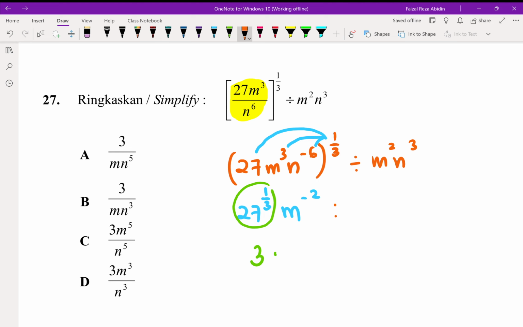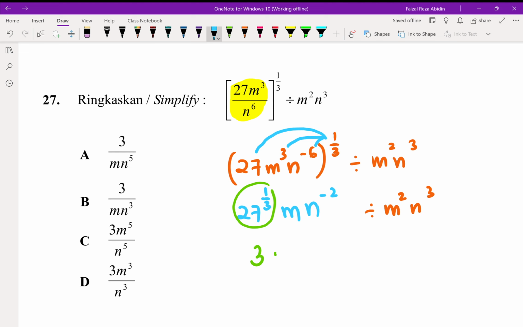Kenapa tak salin balik ni? Sorry. N saya hilang. Ya Allah. Kena makan dah. Sekejap. Tak nak padam. Apa dia? Apa dia kata? Tak ada apa-apa. N negative 2 eh? M tu tak ada negatif. M tu kuasa 1. Dia jadi satu eh? Bukan m. Oh, saya punya n ni hilang. Alahai. Ya Allah. Ha, betul lah. Negatif 2 tadi. Okay. Jangan stress. Relax.